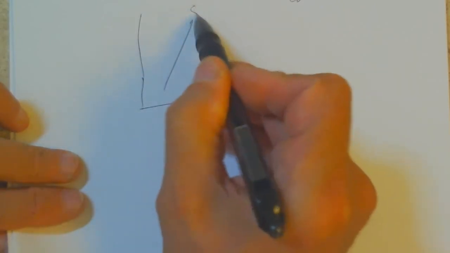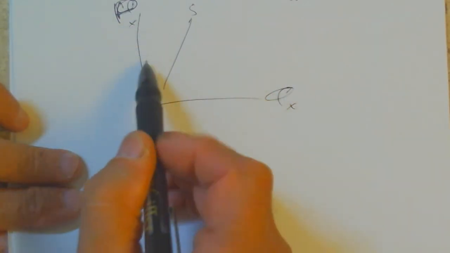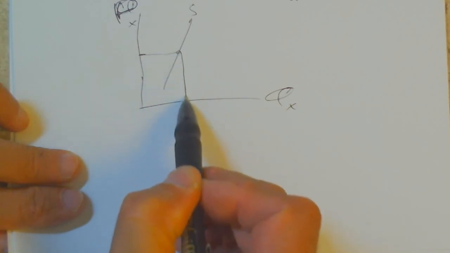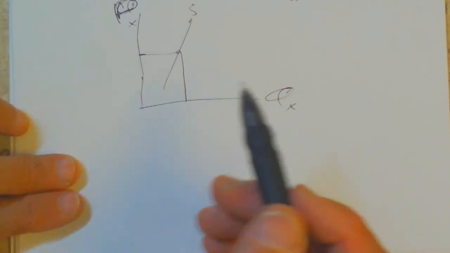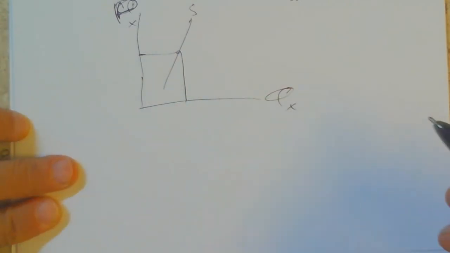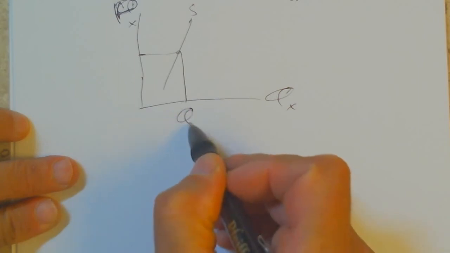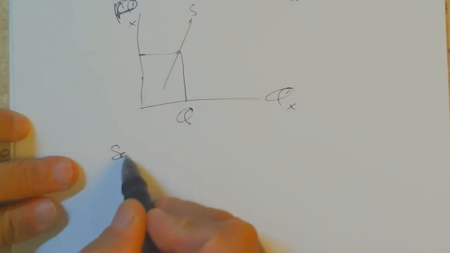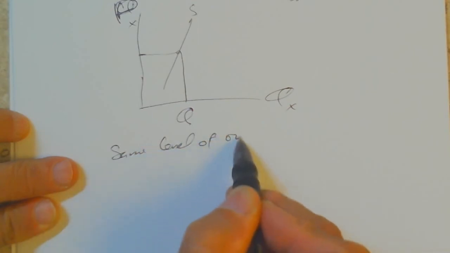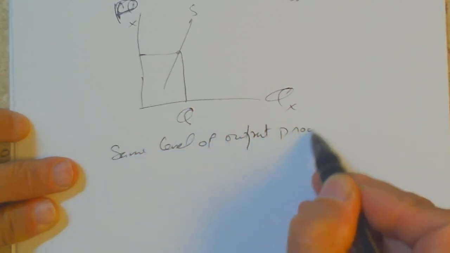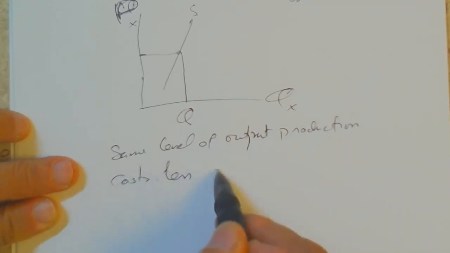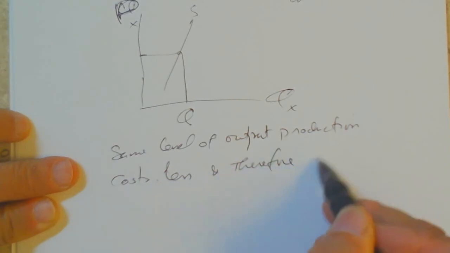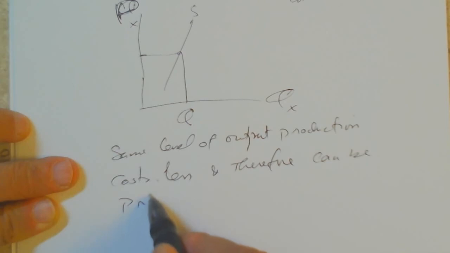Here is your current supply curve. P of X and Q of X. At this price, you deliver this quantity. You come up with a clever way to do this production, whatever that is, a smarter, more efficient way. So the same level of output production costs less, and therefore can be priced lower.